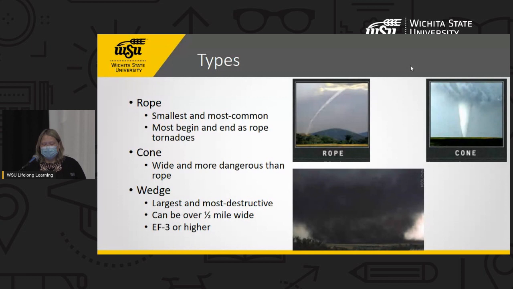And the largest and most destructive kind is a wedge tornado. So you can see from the photograph, it's very big. It's very nasty looking. It's really wide. It doesn't really have the traditional shape that we're used to thinking about. It just looks sort of like a big, massive thing, but it is still spinning. It's got a little bit of a tornado shape to it. And these can be over a half mile wide. And we'll get into how they're categorized in a few minutes, but the wedge is only an EF3 or higher on the scale that we're going to look at.